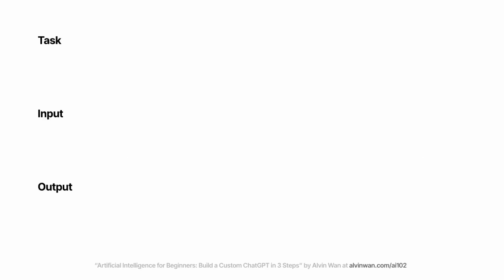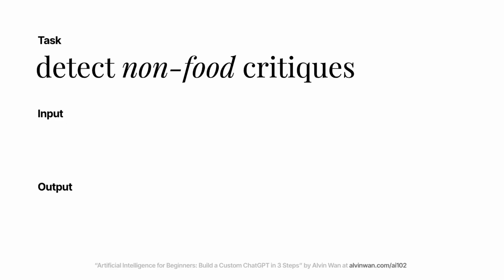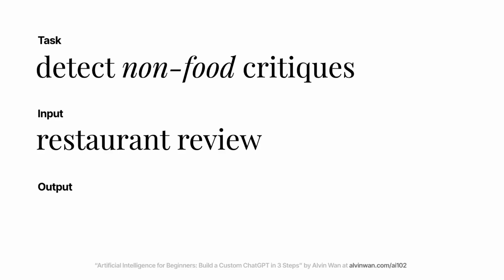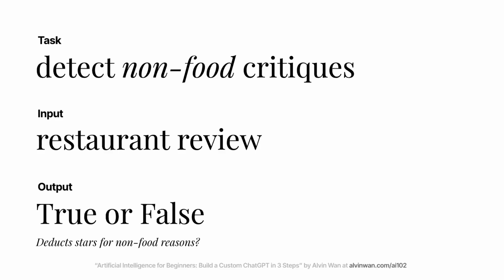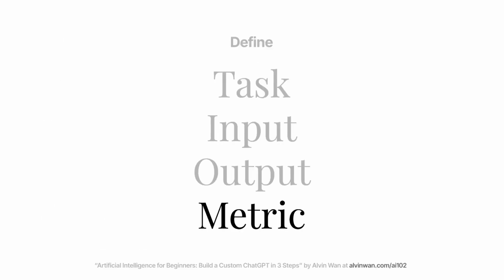Back to our template. I would like to detect non-food critiques. The input is a restaurant review, and the output is true or false, whether or not the review deducts stars for non-food reasons. Now we're in business. This is how specific your project definition should be. However, we have one more component, the metric.